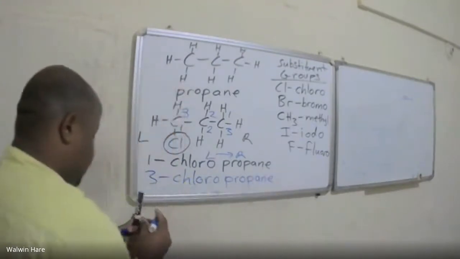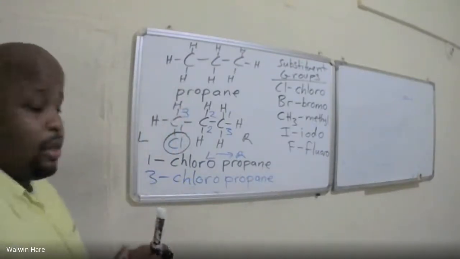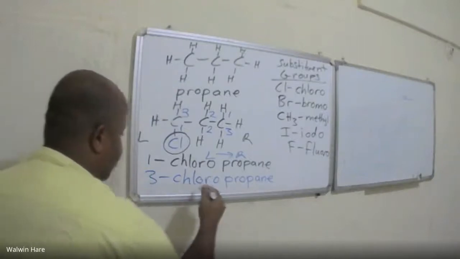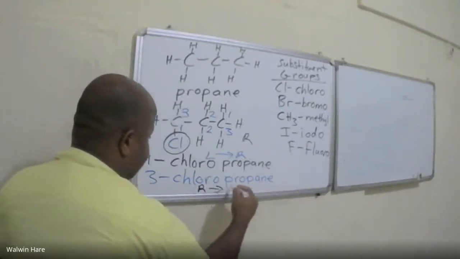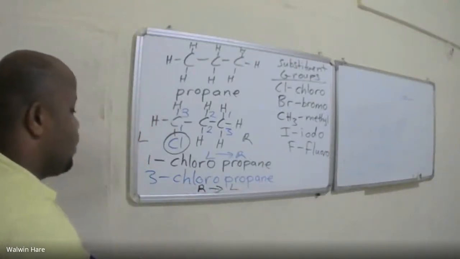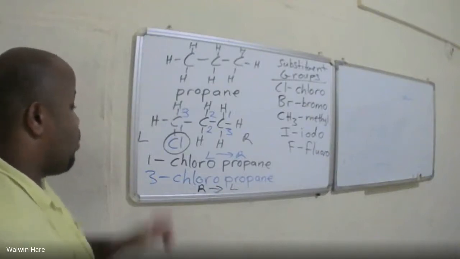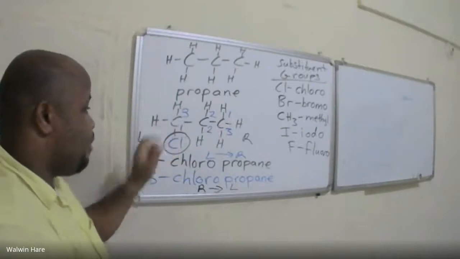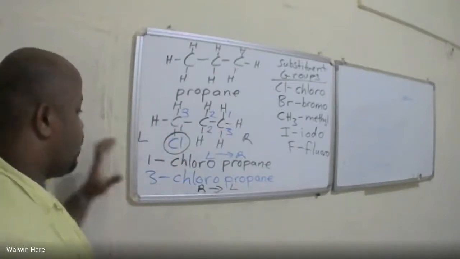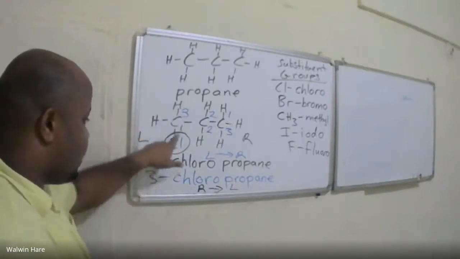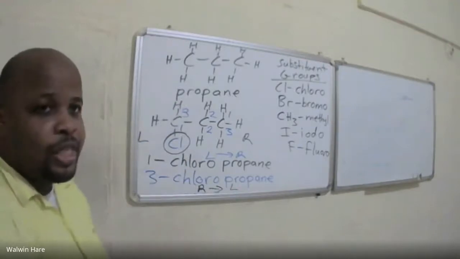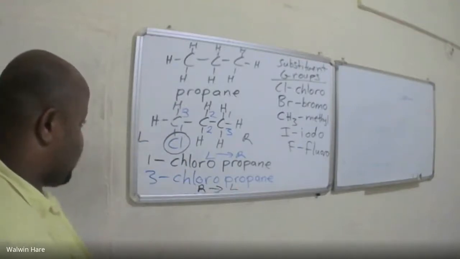All right, so this one is when we come from right to left. So when you get the compound and they're trying to name it, you count in both directions. And then you see which direction gives the substituent the lowest number, all right?